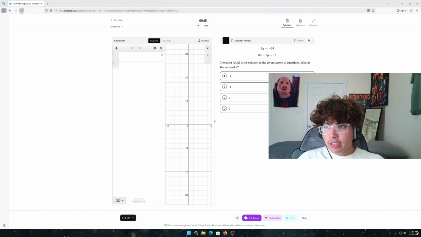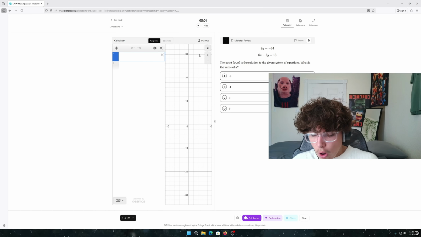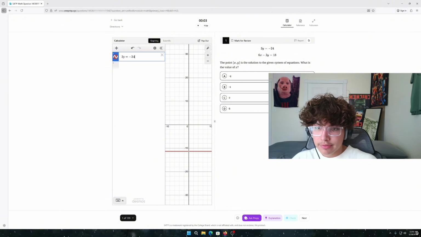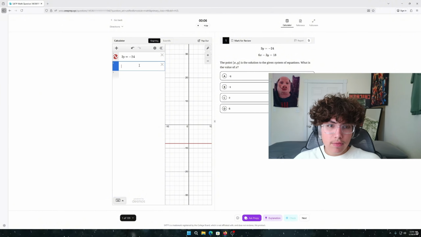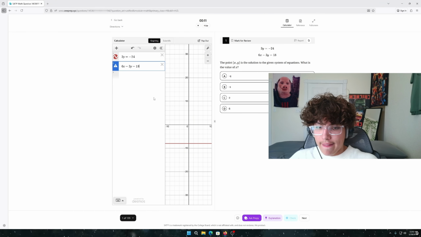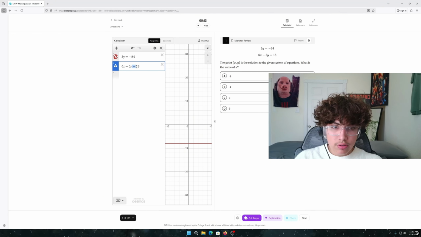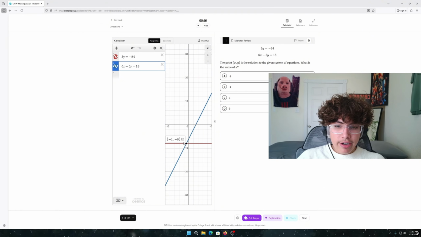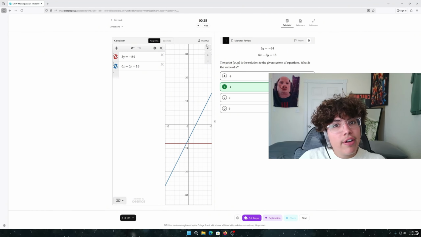System of equations. Let me show you how easy system of equations are. All you gotta do is plug it into the calculator. Equals. And then where it intersects, it's the answer. And it's asking for the x value of where it intersects, which is -1. And that's how you find the answer in 25 seconds.